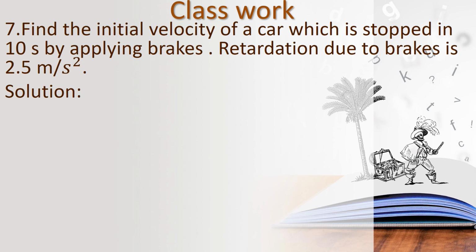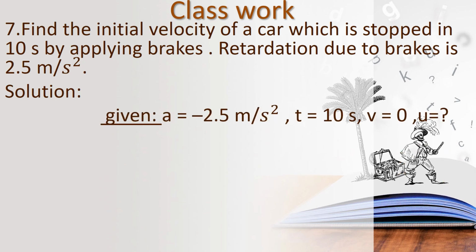Let us write the given: acceleration equal to minus 2.5 meter per second square. That is negative acceleration, so we are including a minus there. They are given the time, that is 10 seconds. And they said the car is stopped by applying brakes, so the final velocity v equal to 0. So we are going to find the initial velocity.